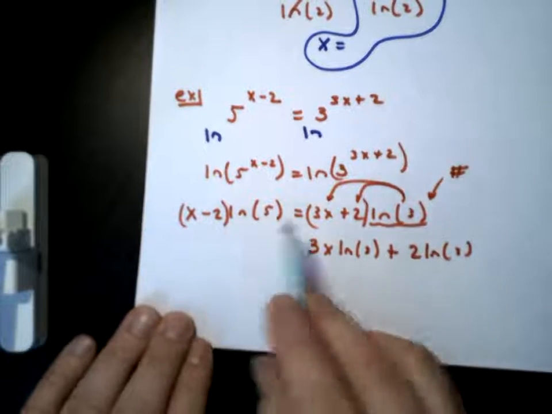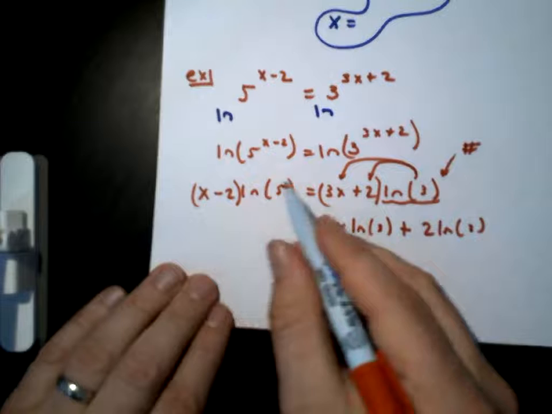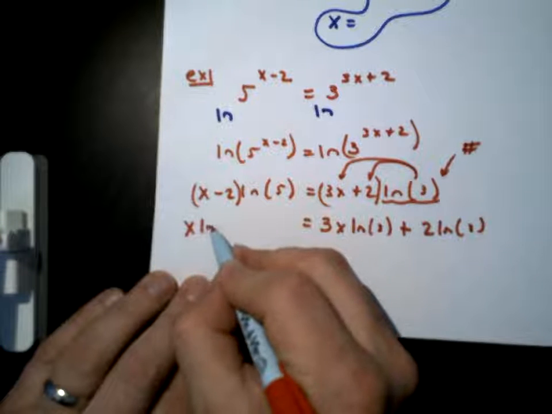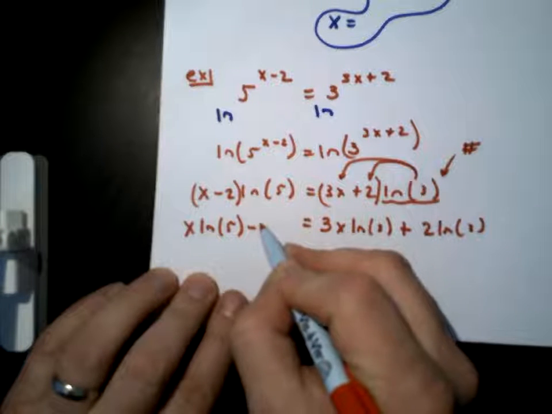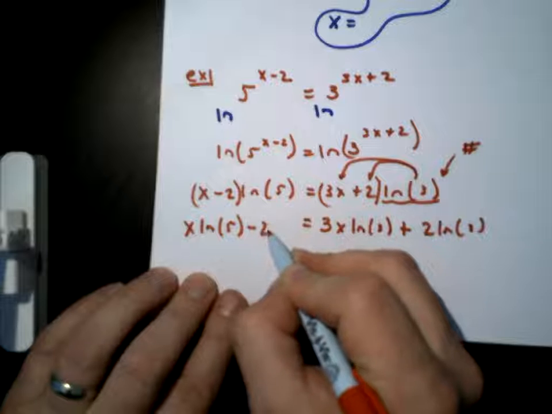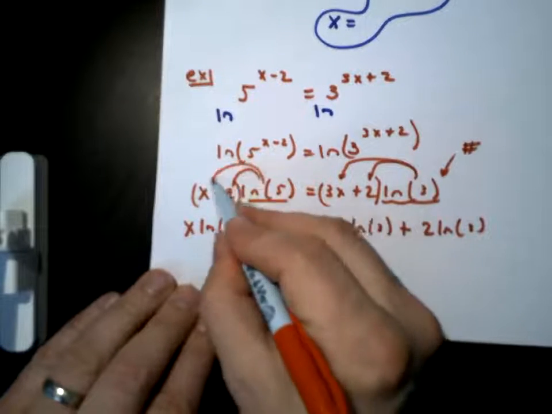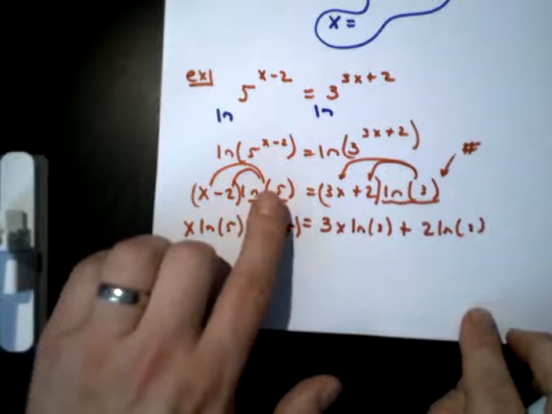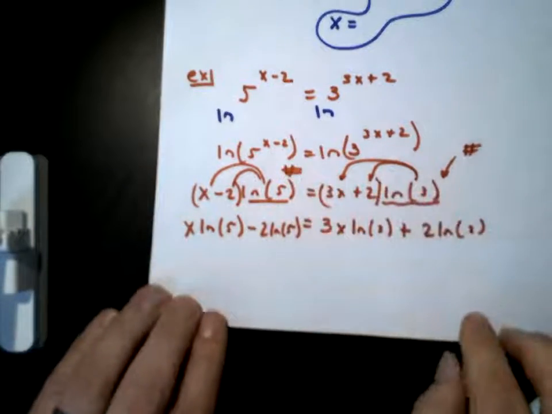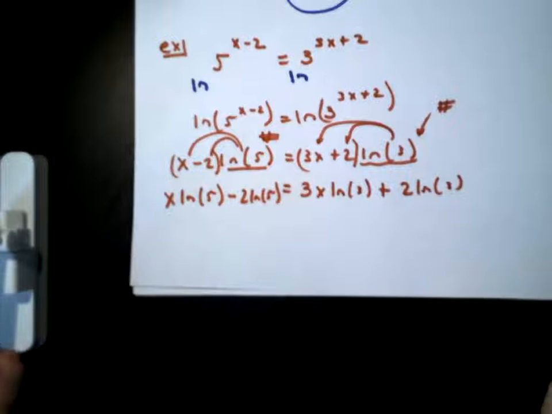Now, can we do the same thing here? Of course we can. This is going to be x ln of 5 minus 2 ln of 5. So we're taking this and distributing that. Remember, that's a number as well. This is also a number. All right, we kind of made it look worse, but it's going to work.